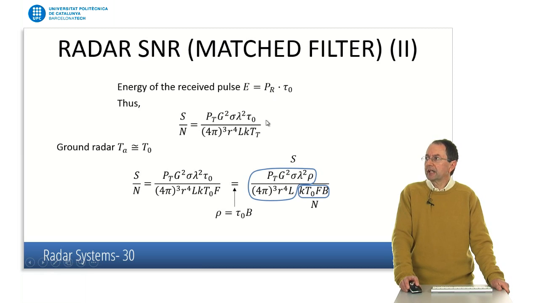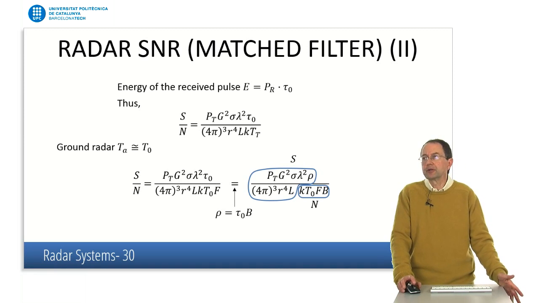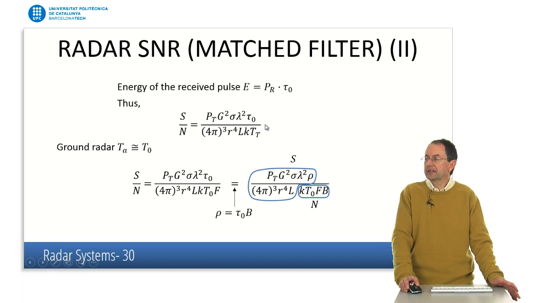So now if we cast the received power here in terms of the transmitted power, the gain of the antenna, radar cross-section of the target, etc., we get this important expression. That's the signal-to-noise ratio that we obtain in our pulse radar when we observe a target at a certain distance, certain gain of the antenna, certain noise temperature of our radar. That's what we get in the best condition using the matched filter.